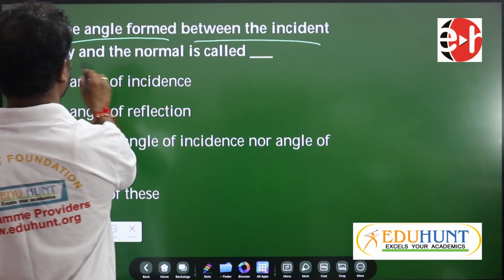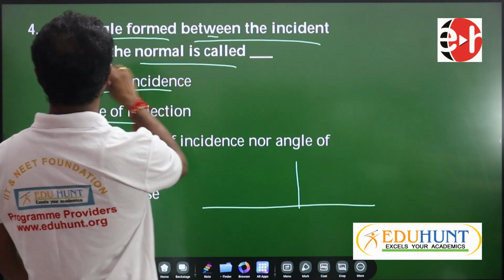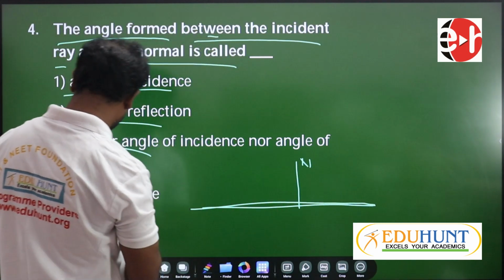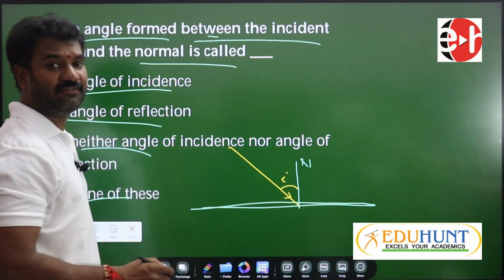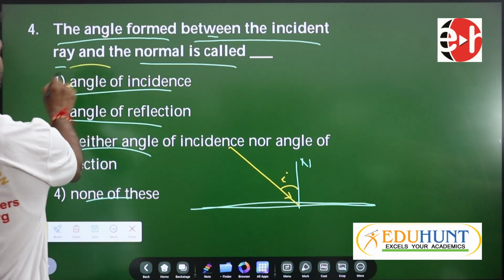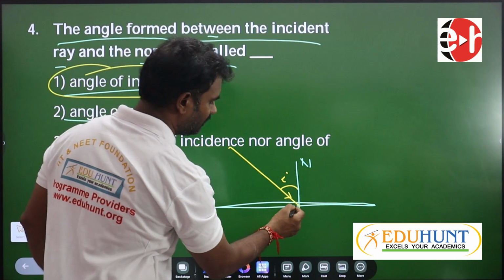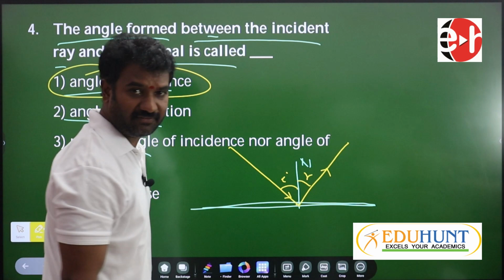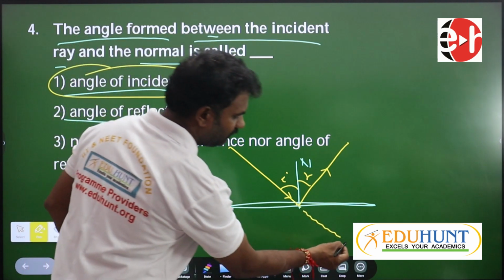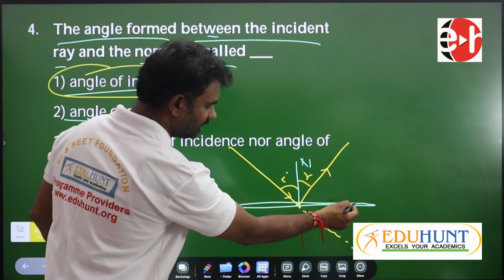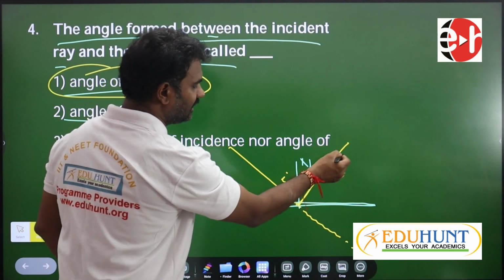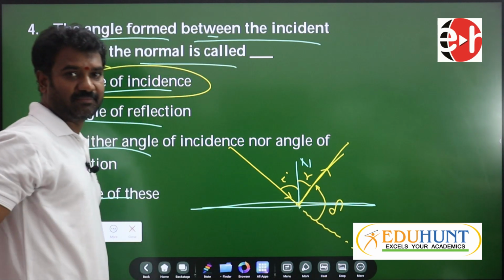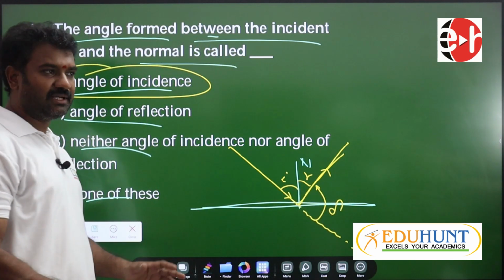The incident ray and the normal is called as. Incident ray and the normal, this is our normal, this is our plane surface, this angle is called the angle of incidence. So angle of incidence, this is the right answer. What do you call this? This is the reflected ray and this is called the angle of reflection. Without this mirror, the light ray would have traveled like this. Because of the presence of this mirror, the light ray bent like this. That's why this is called the angle of deviation, delta. Of course, it is not asked, but for the time being I told you.